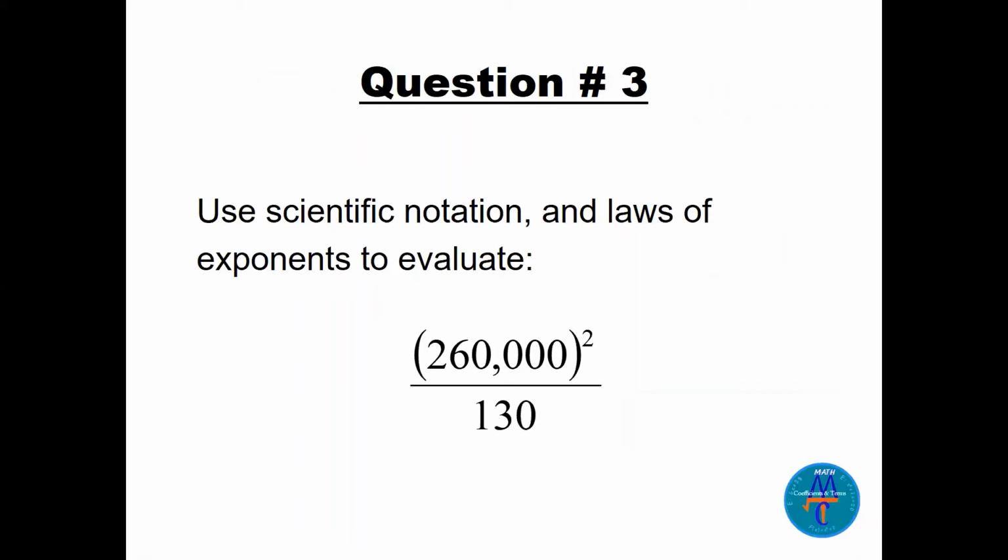Same idea as question 2, but I changed the numbers. Use scientific notation and laws of exponents without using a calculator. Try to find 260,000 squared divided by 130. Well, you can use any method you like.